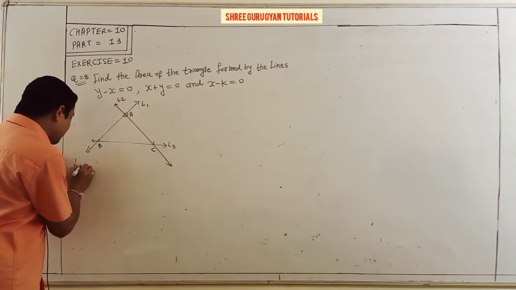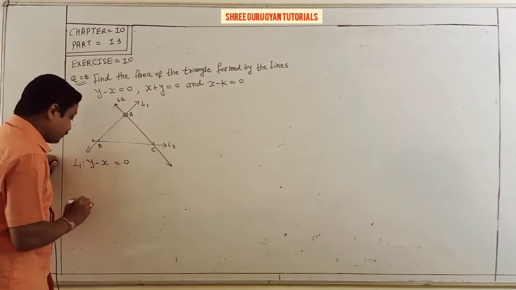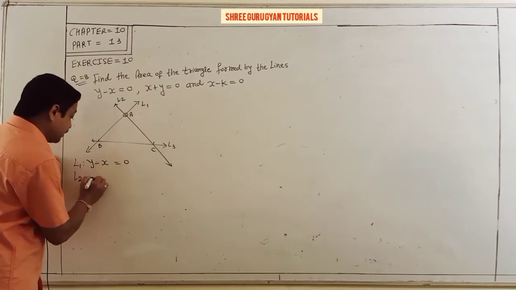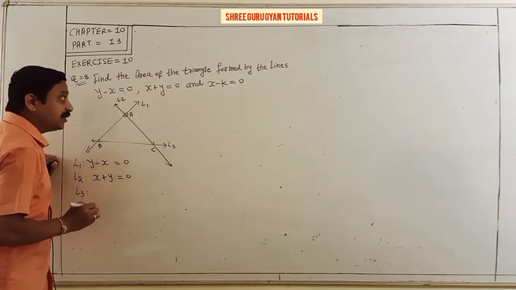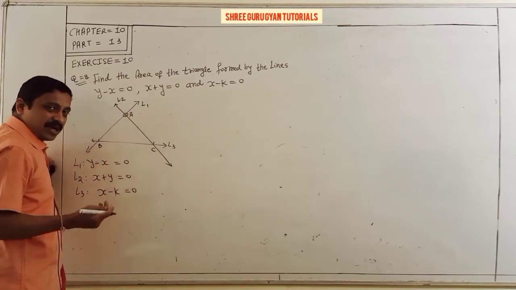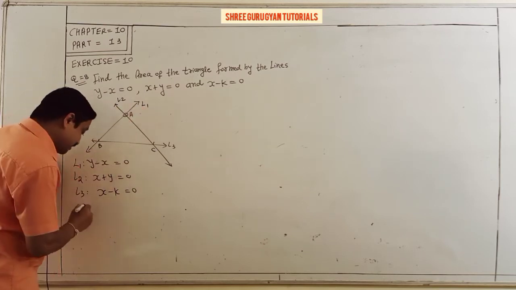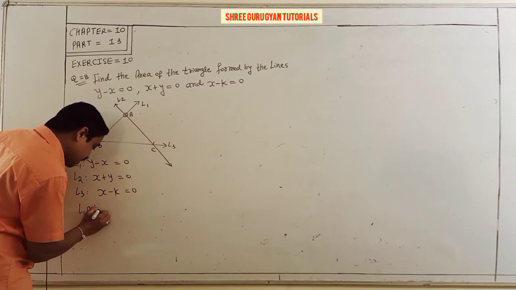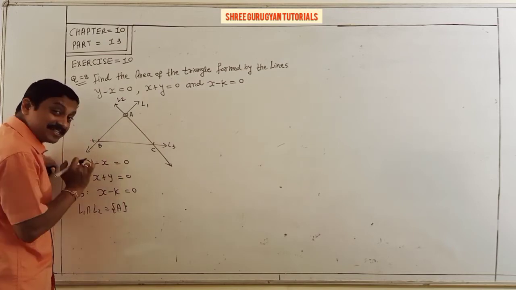Here the L1 line is y minus x is equal to 0, L2 is x plus y is equal to 0, and L3 is x minus k is equal to 0. One by one I eliminate. First I find A, the intersection of L1 and L2. Yes, these are the intersections.